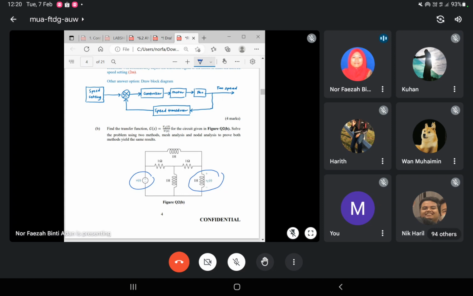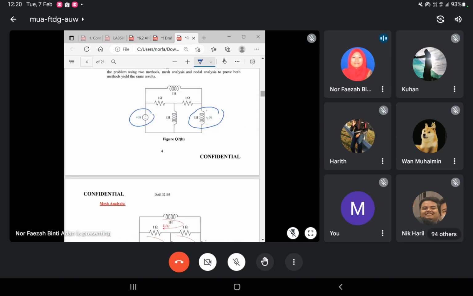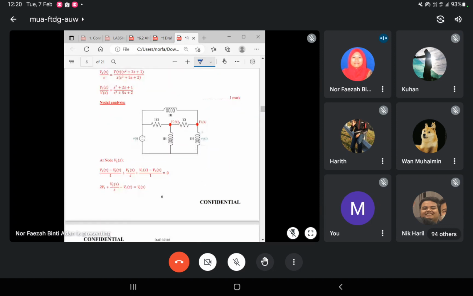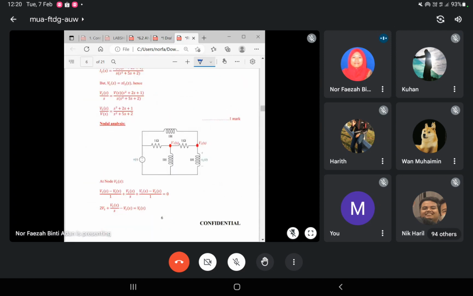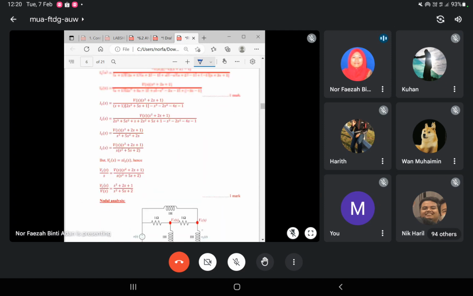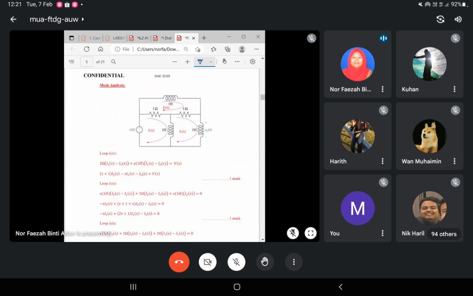So solve the problem using two methods, mesh analysis and nodal analysis, to prove both methods yield the same result. Okay, so tak kira method apa yang you gunakan, dia akan dapat result yang sama. Sometimes dalam final exam, it only asks you to do one method, not necessarily two. Kalau dua method, 12 markah untuk both methods. So kalau satu method je maybe half than that, 6 markah. So first step untuk this analysis, kita buat mesh analysis dulu.